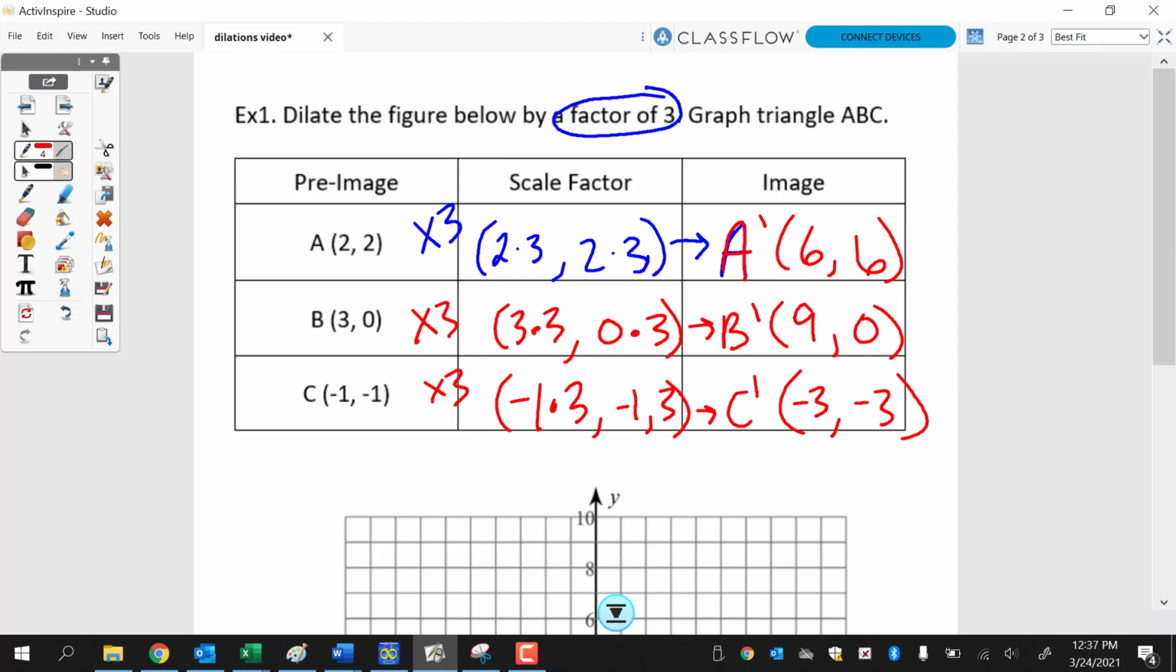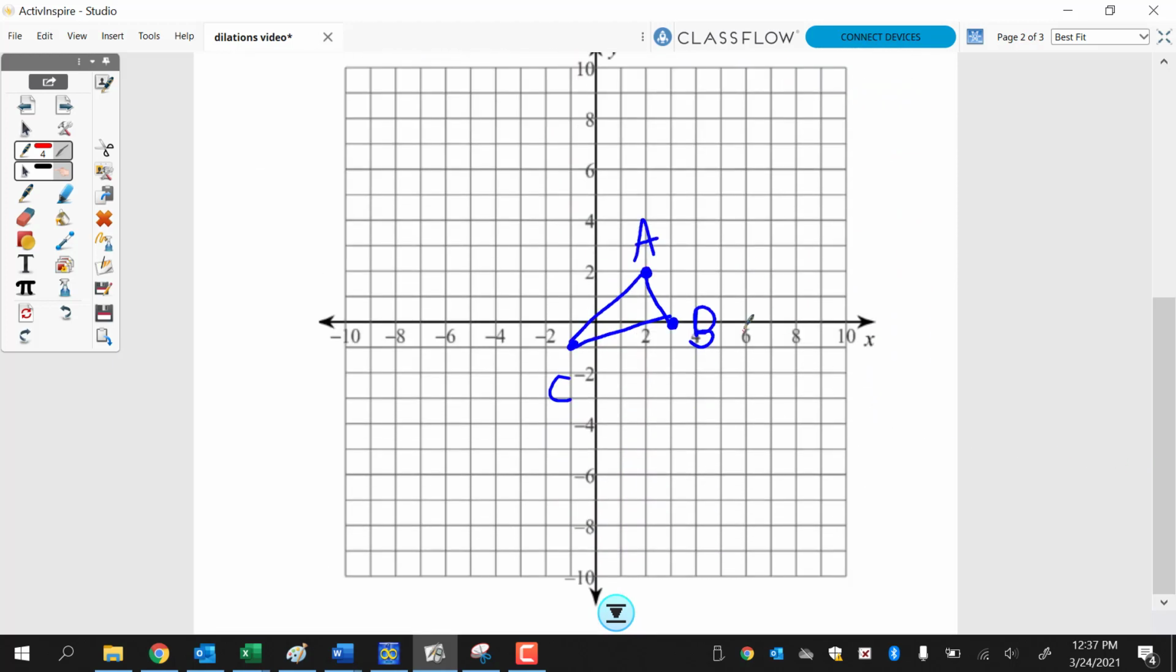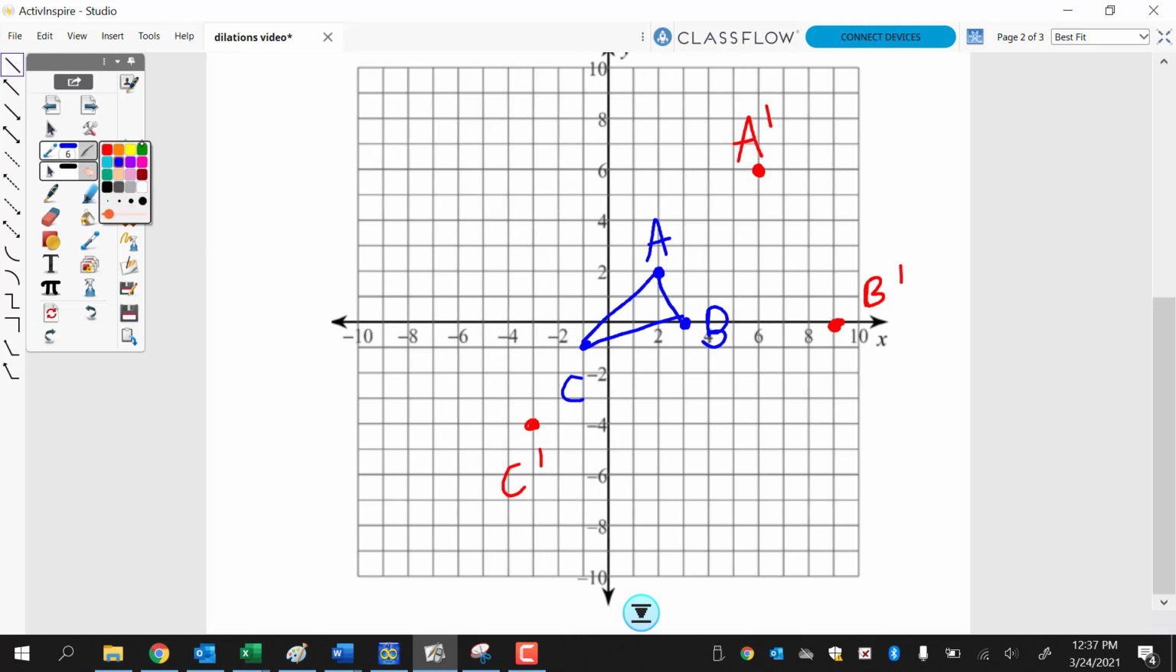And now we just have to graph it on the graph. So here we go. (6, 6), that's new A, so now it's A prime. (9, 0), B prime. C was (-3, -3), C prime. You will connect, I'll actually do it with a straight line this time. You're connecting your points with a straight line.